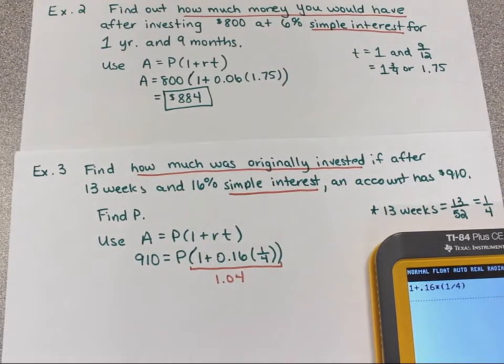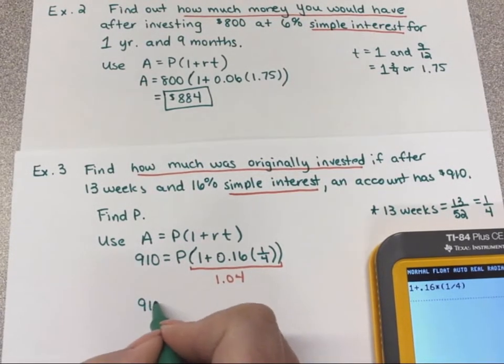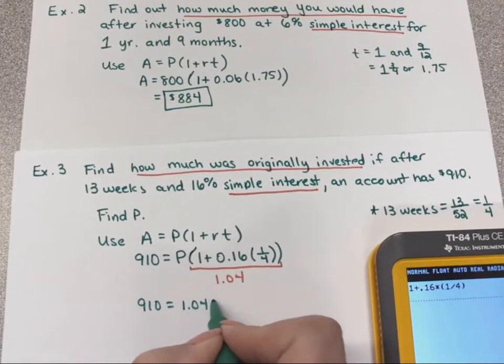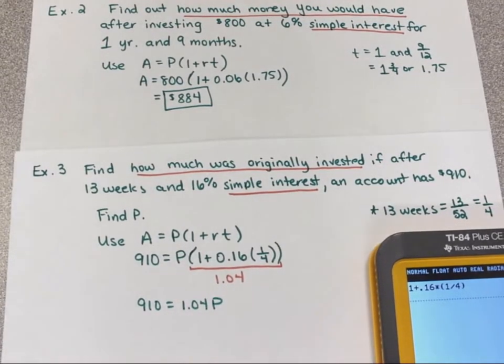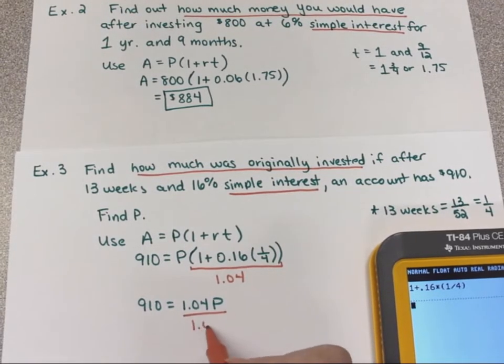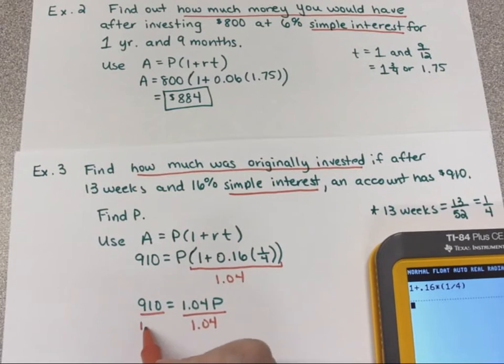So I'm not actually done solving the problem. This is actually 1.04P now, because I figured out all of that parentheses was equal to 1.04. So now what do I do if I want to solve for P? I just divide by that number I don't really want over there, right? So I just use my calculator to divide, and I will get P equals 875.